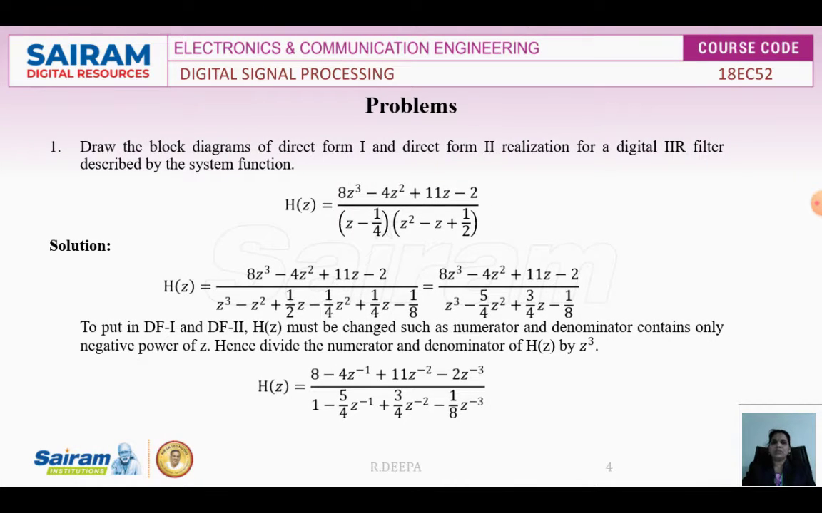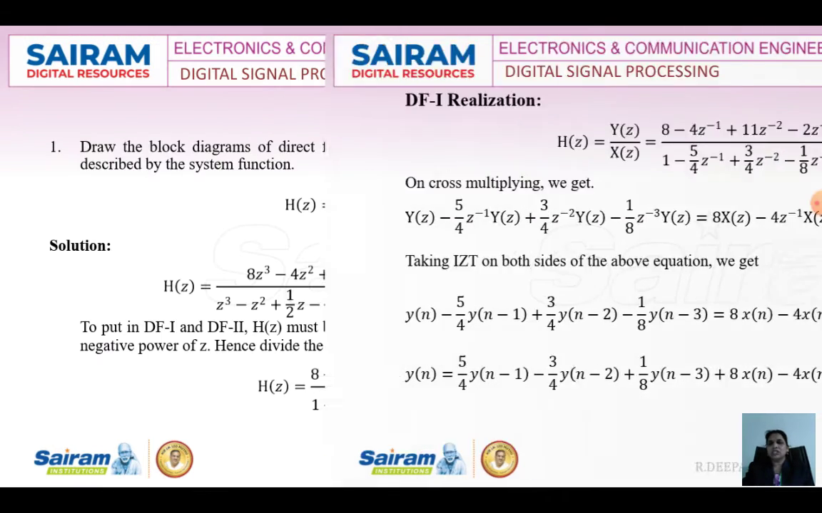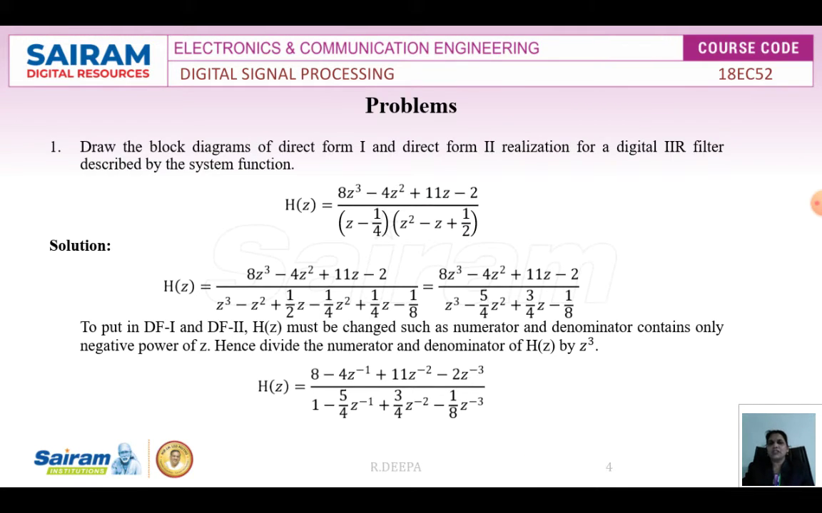So let us solve a problem based on realizing the digital IIR filter in terms of direct form 1 and direct form 2 structures. What is the problem statement given to us? Draw the block diagrams of direct form 1 and 2 realization for the digital IIR filter described by the system function H of z is equal to 8z cube minus 4z square plus 11z minus 2 divided by z minus 1 by 4 into z square minus z plus 1 by 2. So how do we draw the direct form 1 structure first?